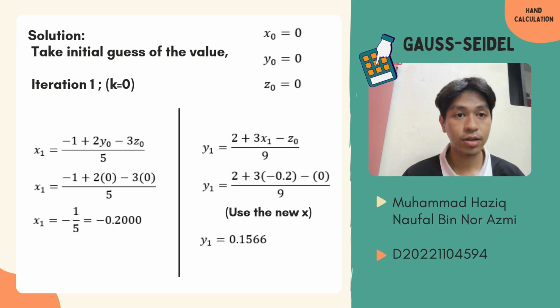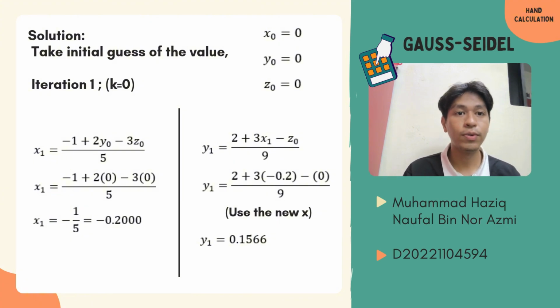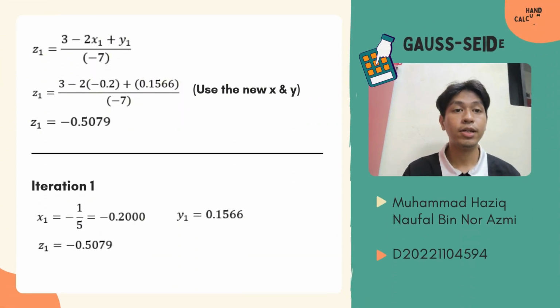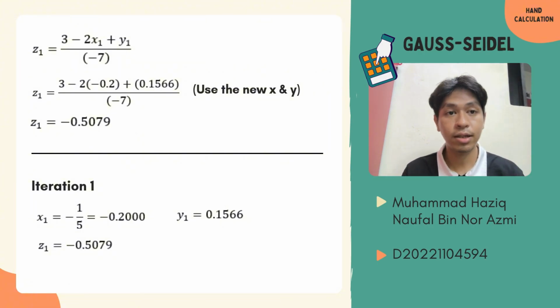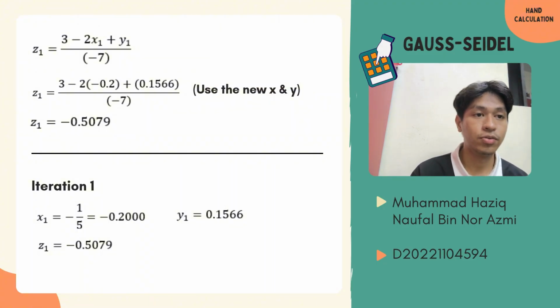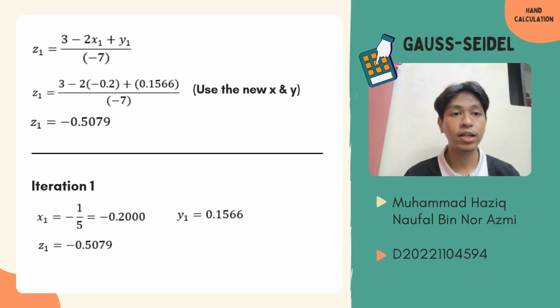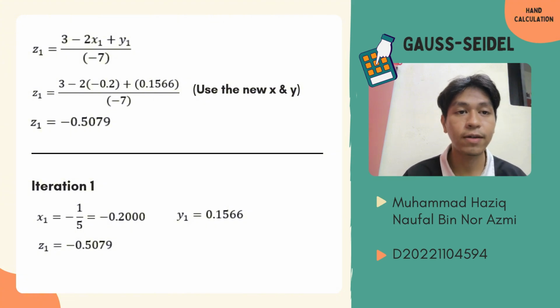For the y equation, we use the x that we got earlier and substitute into the equation, but the z is still 0. So we'll get y equals 0.1566. Lastly, for the z in iteration 1, we use the x and y we got earlier. So z will become negative 0.5079, and we got the values for iteration 1, which are x equals negative 0.2, y equals 0.1566, and z equals negative 0.5079.